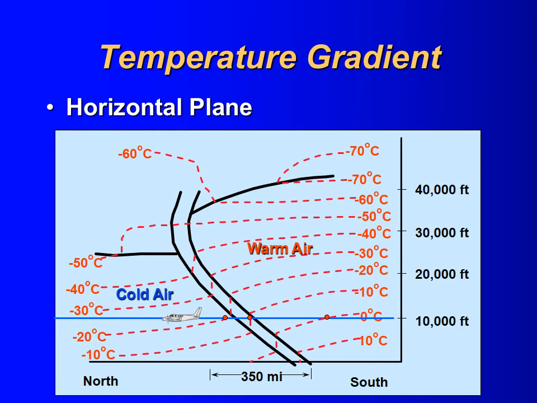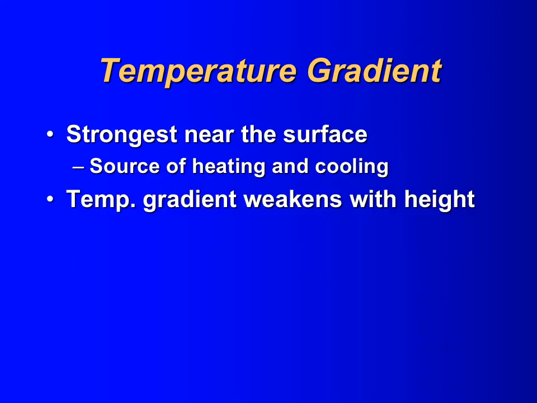In this case, the airplane, as it flies through the front, over a very short distance, it goes from minus 10 on the south side of the front to minus 20 on the north side of the front. And then in the cold air or in the warm air, you don't see really big changes in temperature as the aircraft flies along. So, of course, the strongest temperature changes will be experienced near the surface of the Earth. That's where the ground heats up and cools. So you will see very strong temperature gradients near the surface. And as you go up through the atmosphere, the temperatures weaken with height.